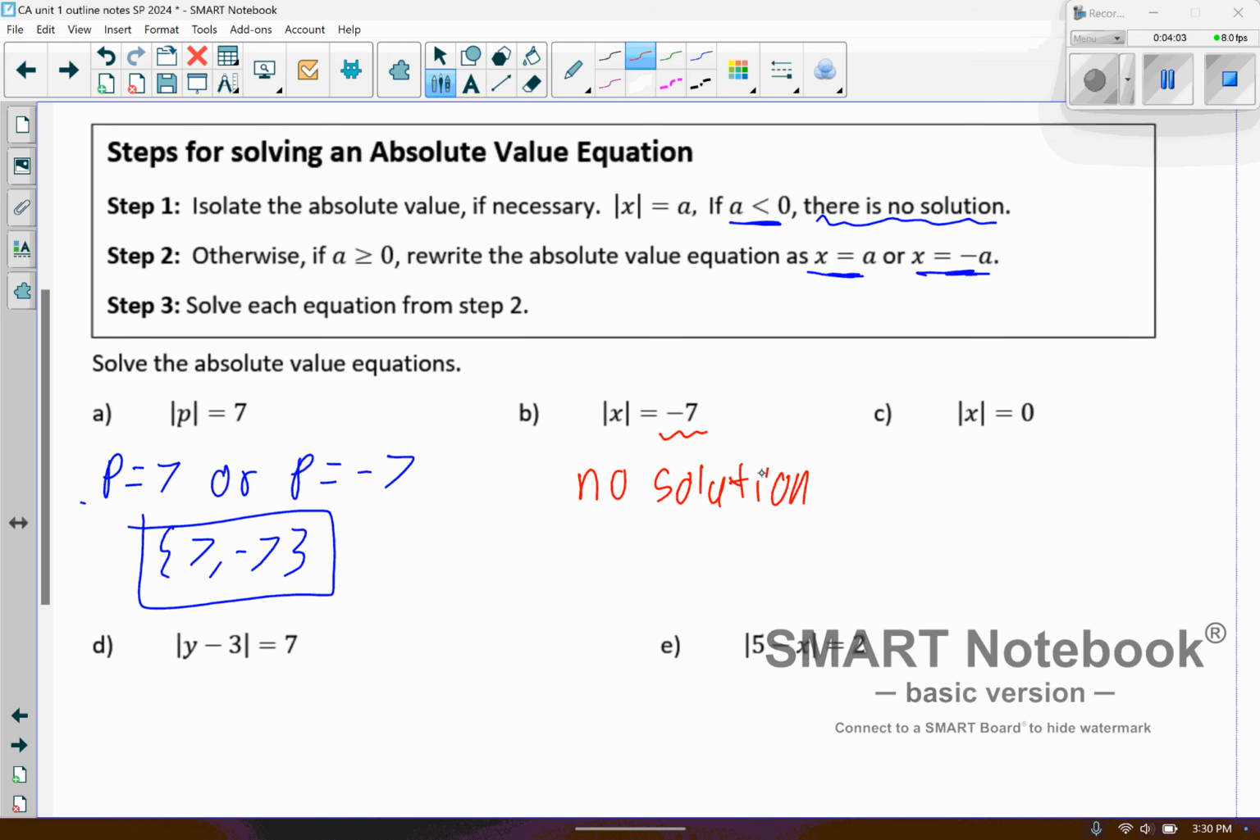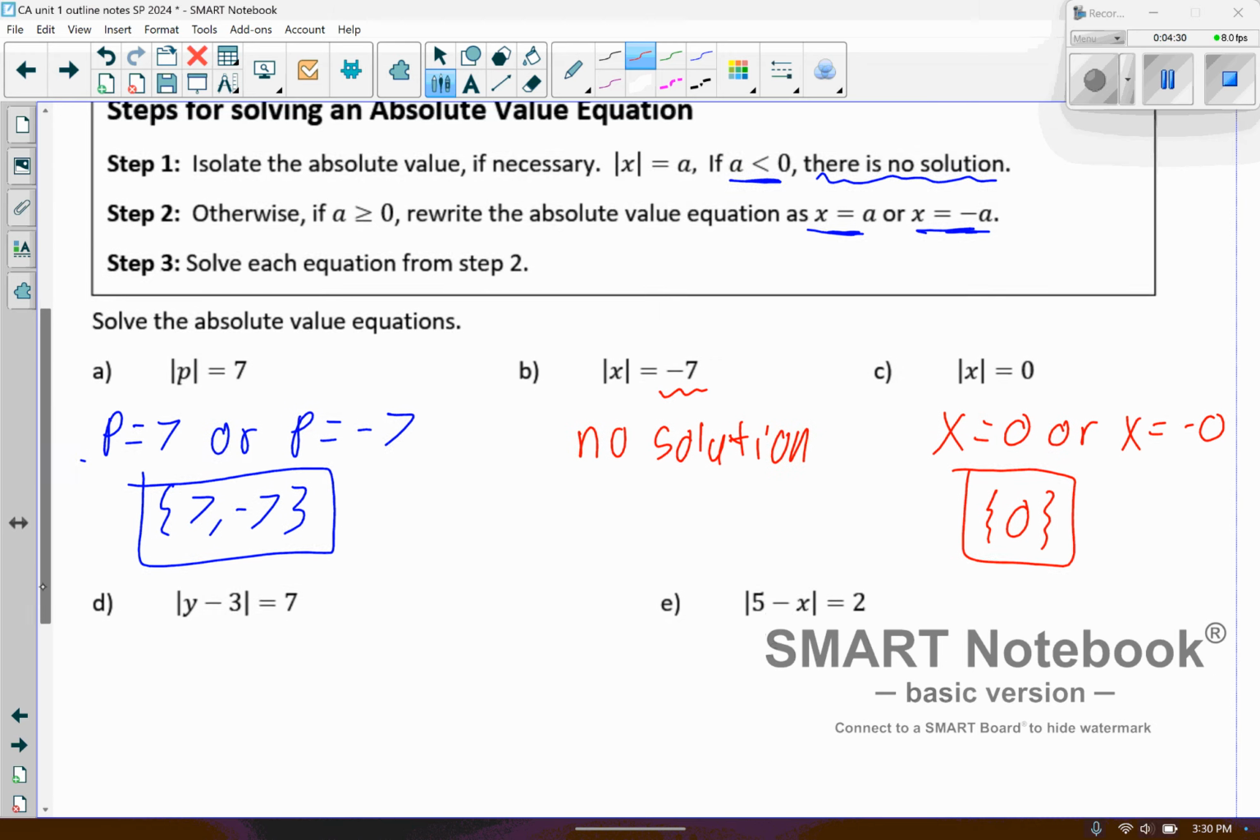Okay. And then here was our special case right here. The absolute value of x equals 0. If you put x equals 0 or x equals -0, 0 is really neutral. It's not actually positive or negative, so it's kind of silly to have that negative with it. So we really only have one solution here. It's just 0. That's the case where you only have one solution.